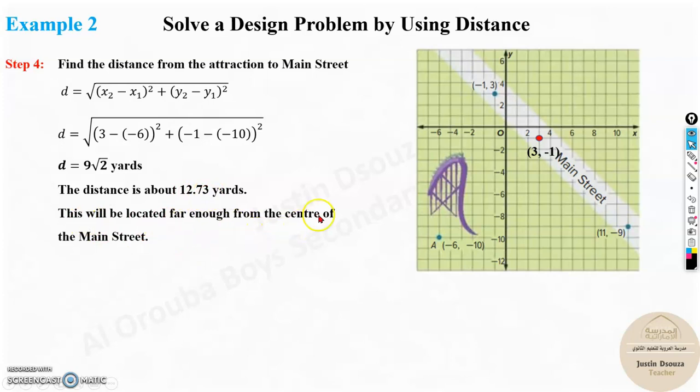Now, very important. Is this located far enough? Yes, because it's more than 10. Therefore, yes, it is far enough to be located and it will comply with the regulations. So please make sure you remember the distance formula and the perpendicular line, and also how to solve the equations to find the intersection point.